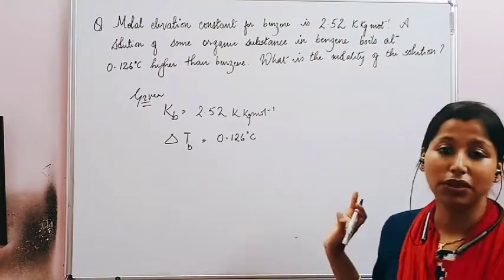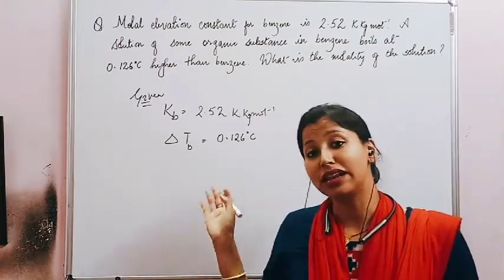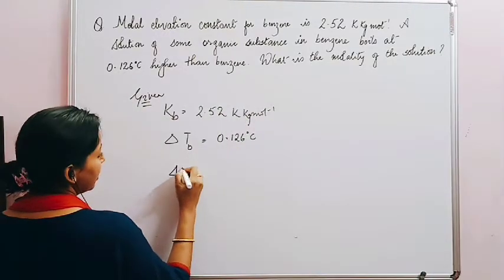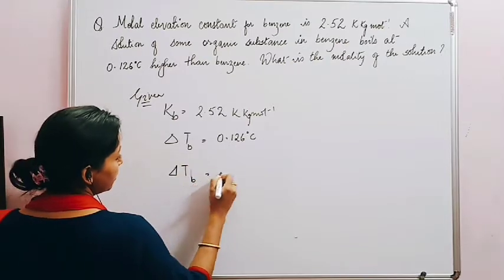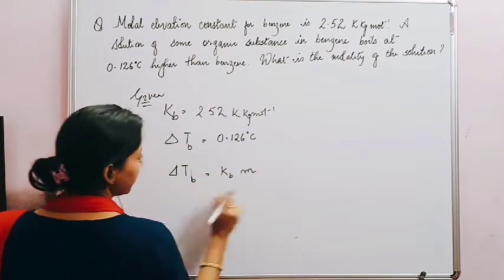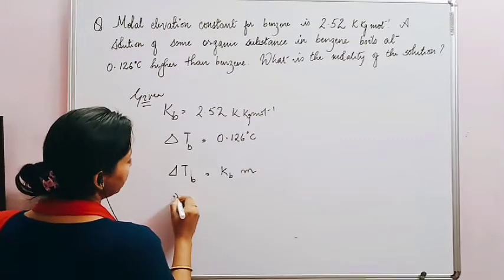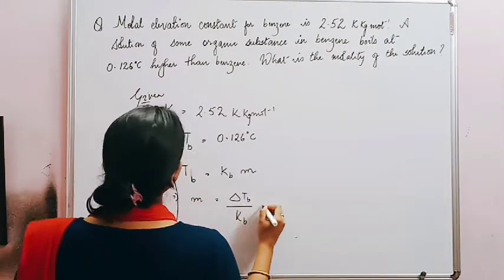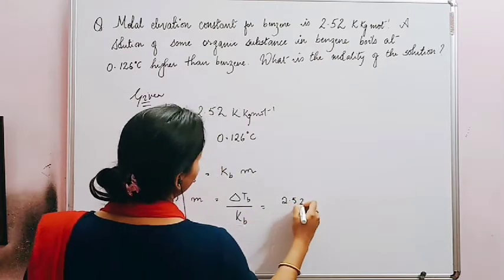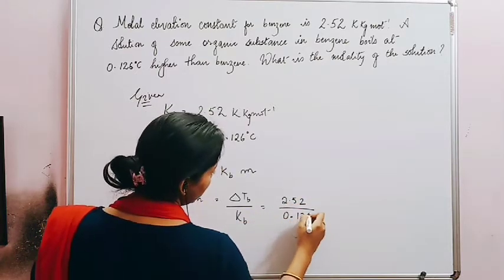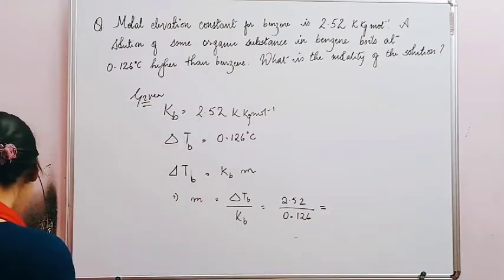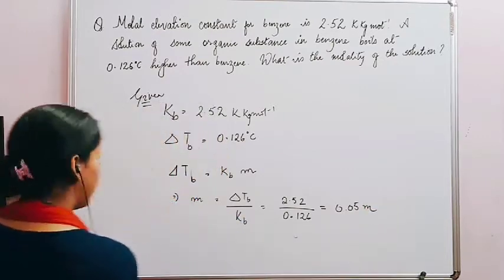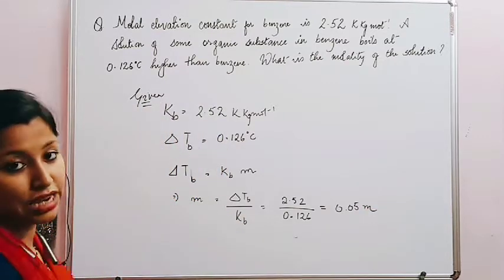This is a direct question. We can put the values directly in the formula and get the answer. Okay? So we know that delta Tb is equal to Kb into m. We have been asked to find the molality. So molality becomes delta Tb by Kb. This is equal to 0.126 by 2.52. If you solve this, you are supposed to get 0.05 molal. That is mole per kg.